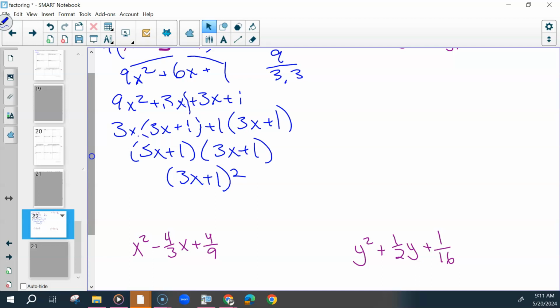Look at the dividing polynomials by monomial page. And find any of those we want to see you go over and have questions about. Nine.